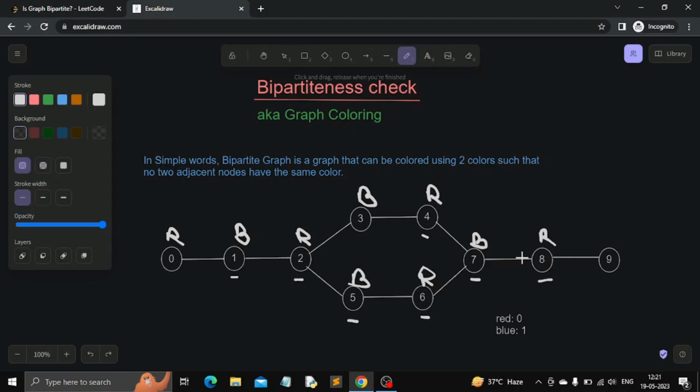Okay, and then coming to the last node, which is node 9, we are going to color it blue, because the previous node was colored as red. So after coloring all the nodes of this graph, we can see that no two adjacent nodes have the same color, which tells us that this graph is a bipartite graph.